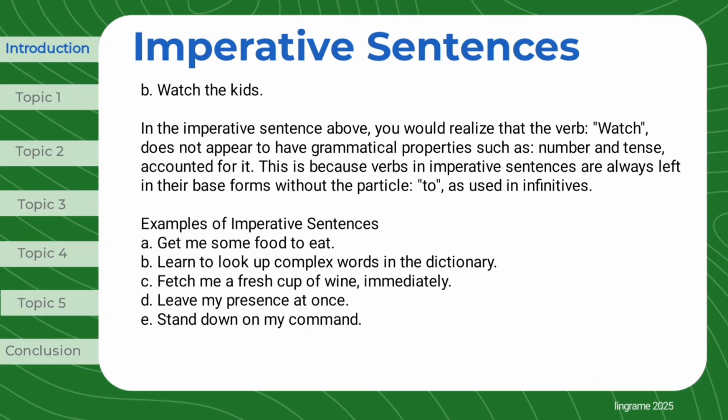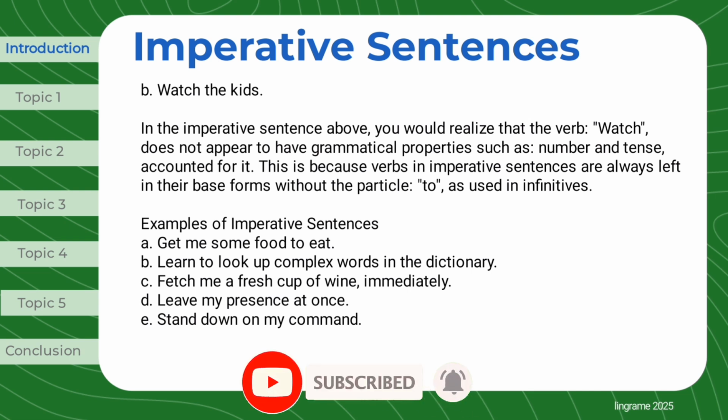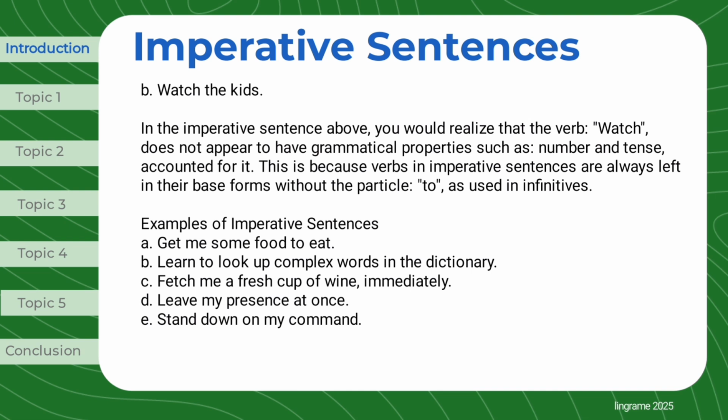In the imperative sentence above, you would realize that the verb watch does not appear to have grammatical properties such as number and tense accounted for it. This is because verbs in imperative sentences are always left in their base forms without the particle to, as used in infinitives. Examples of imperative sentences: get me some food to eat.